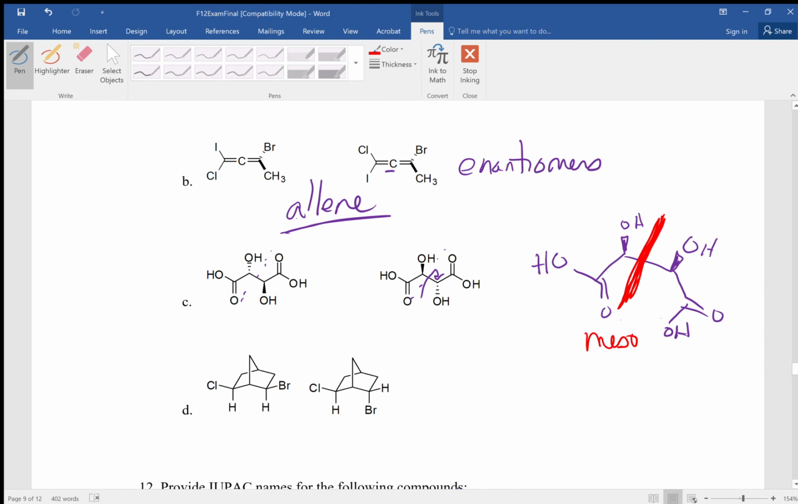And meso compounds, you may recall, are compounds that have chiral centers but are achiral molecules. In fact, it's exactly the opposite situation of what we had in part B with the allene. The allenes have no chiral centers but are chiral molecules, but meso compounds have chiral centers but are achiral molecules. Since these are meso compounds, and in fact they're the same meso compound, then these two molecules are the same.